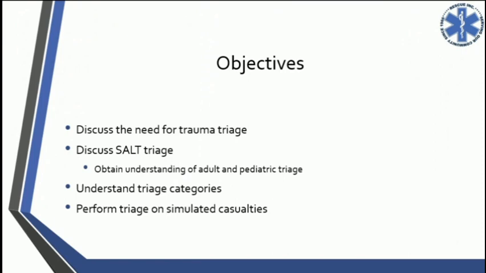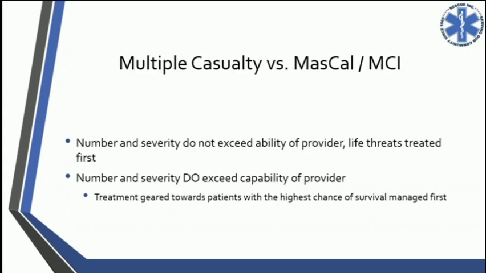We're going to understand triage categories, and then we're going to perform triage on simulated casualties, which is that paper in front of you. And those of you streaming in, we'll make this triage sheet available to you as well. So first of all, what is a multiple casualty versus a mass casualty? And this is coming from Vermont State Protocol.